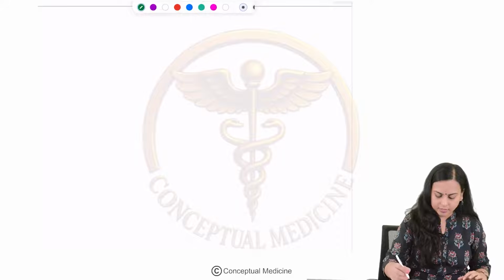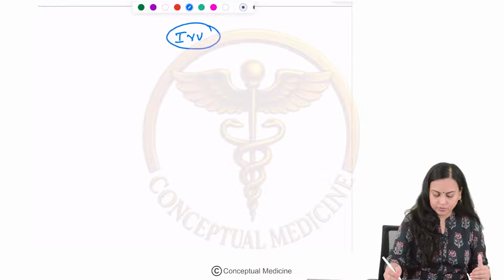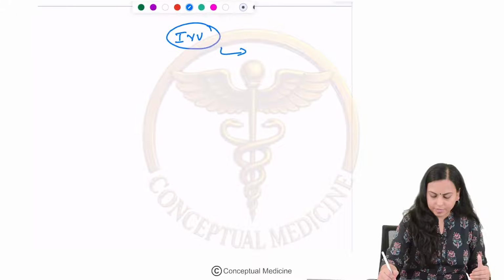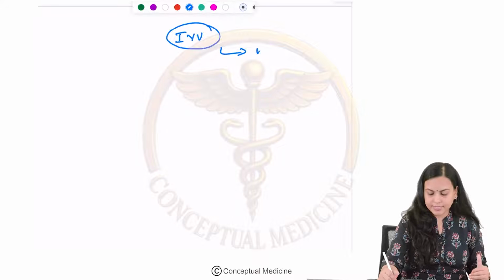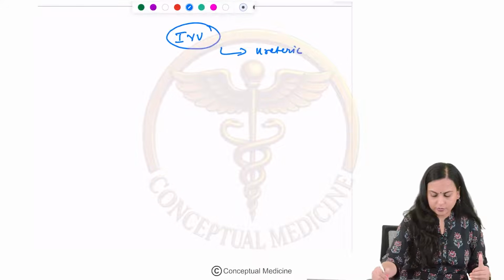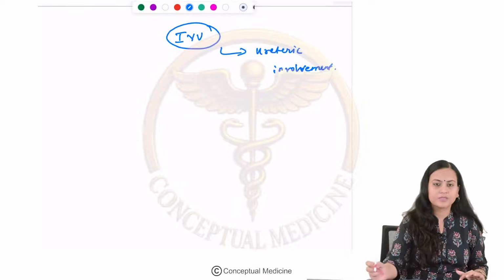Right. And finally, apart from this, you can even offer them intravenous ureterography, because if you have any suspected ureteric involvement, at that time you can even give them IVU, right?